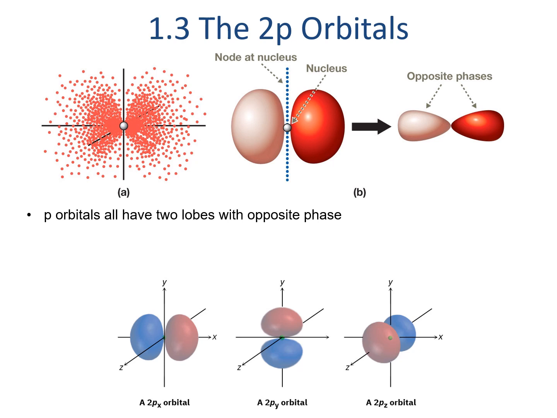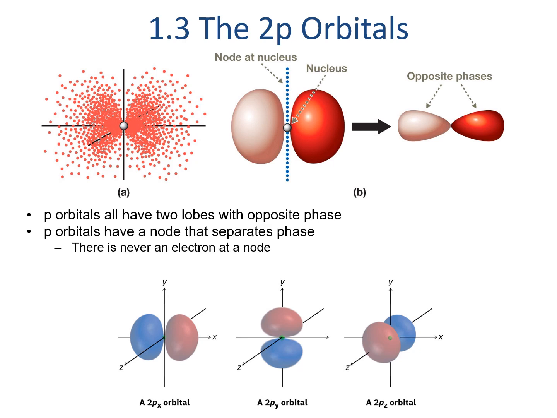They have two lobes of opposite phases, with a nodal plane that separates them at the nucleus. A node, or a nodal plane, is just a place where electrons cannot go. There are 3 p orbitals, and the 3 orbitals are orthogonal, which is the three-dimensional version of perpendicular. Together, they roughly make a sphere.